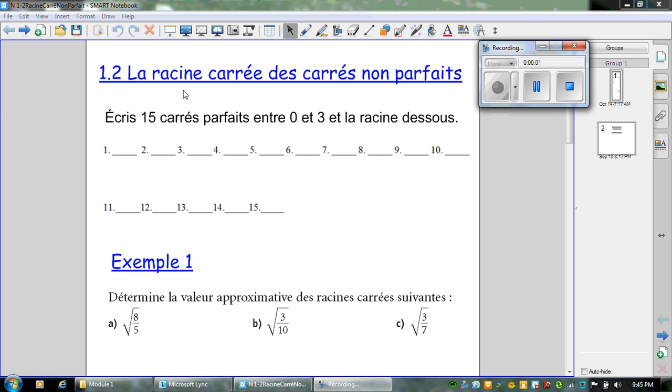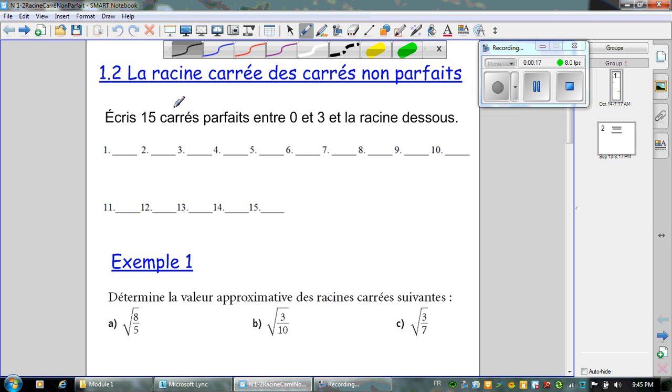So we'll be looking at the square root of non-perfect squares. First thing it asks is to write the 15 perfect squares between 0 and 3 with the root underneath. So the way we'll proceed is that we will look at tenths versus looking at integers. So the first one we're going to look at is 1/10.